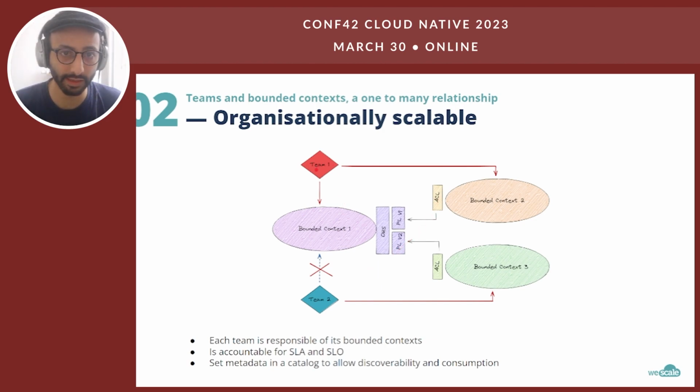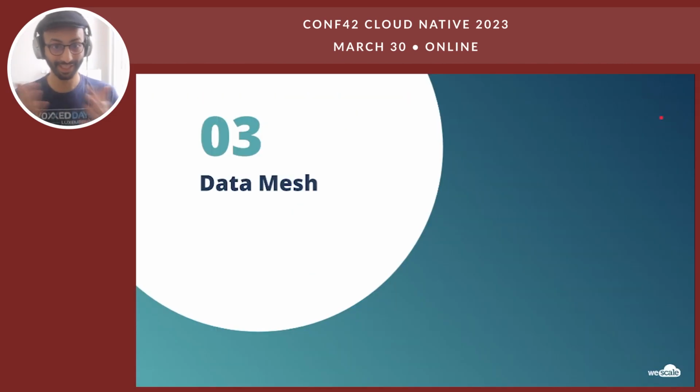So here, for instance, we have team 1, which is accountable for bounded contexts 1 and 2. It is possible. It is a one-to-many relationship, but a given bounded context cannot have 2 teams accountable. And that's why the second team here will not be in charge of the first context, because team 1 is already in charge. So here we are: data mesh.